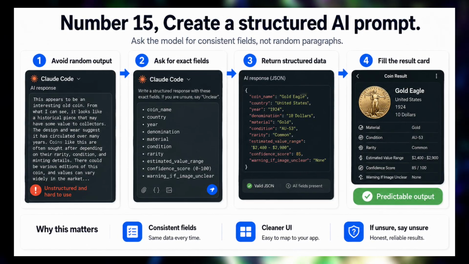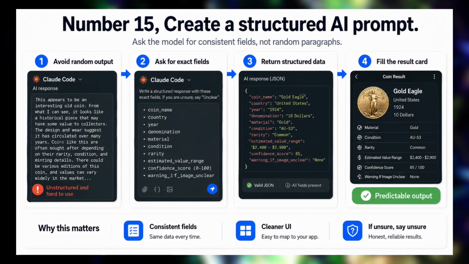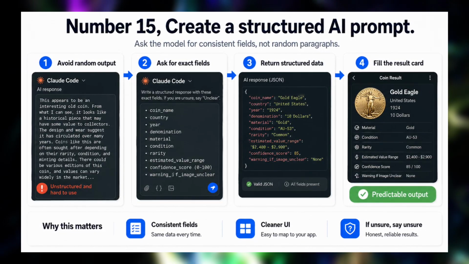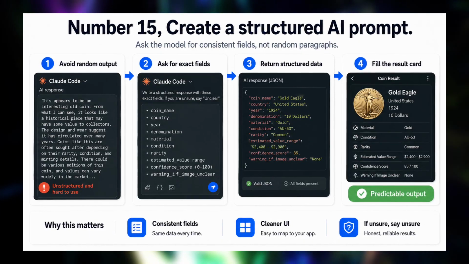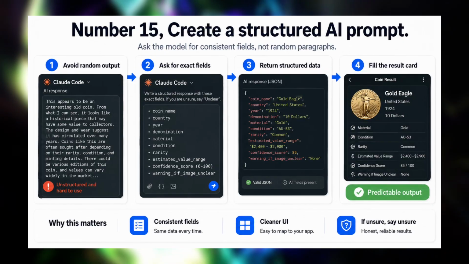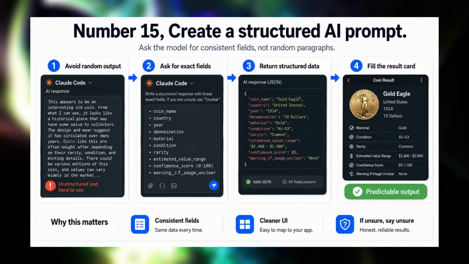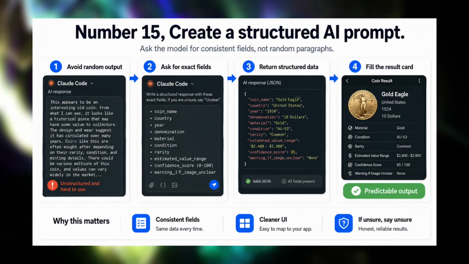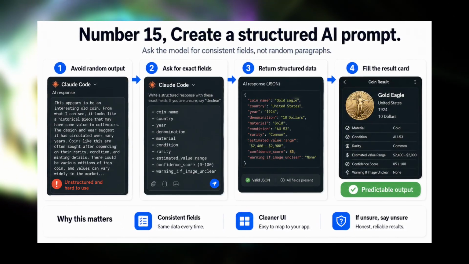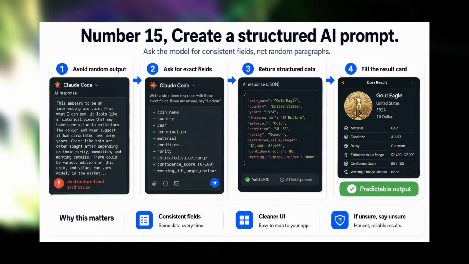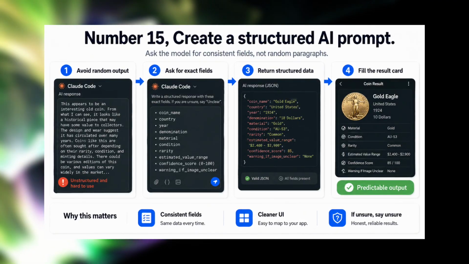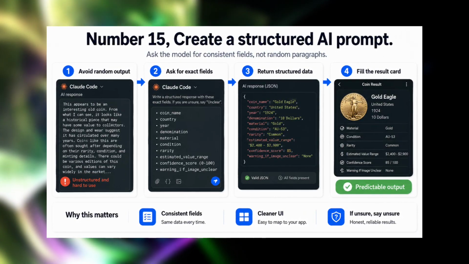The prompt should tell the AI to identify the coin from the image, estimate the country, time period, year if visible, denomination, material if possible, condition estimate, rarity level, and estimated value range. It should also include a confidence score and a warning when the image is not clear enough. The result should come back in a predictable structure so the app can fill the result card. This is important because apps need consistency. A chatbot can ramble. An app needs clean fields. If the AI is unsure, it should say unsure instead of pretending.